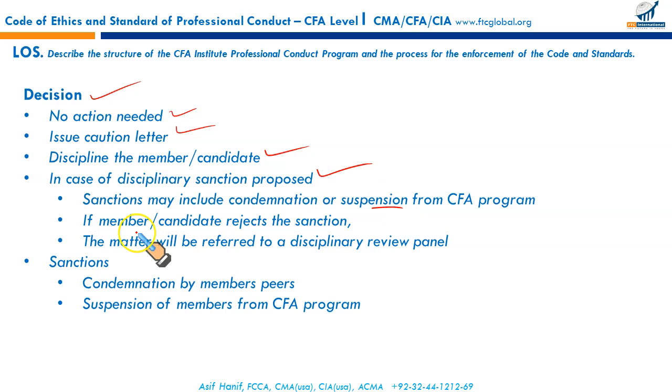If the member or the candidate rejects the sanction, then the matter will be referred to a disciplinary review panel. So you, as a member or a candidate, have two choices: either accept or reject. And in case of a rejection, the matter will be referred to a disciplinary review panel. And what could the sanctions possibly be? Condemnation by members or peers, or suspension of members from the CFA program, and you may not be able to use the CFA designation.